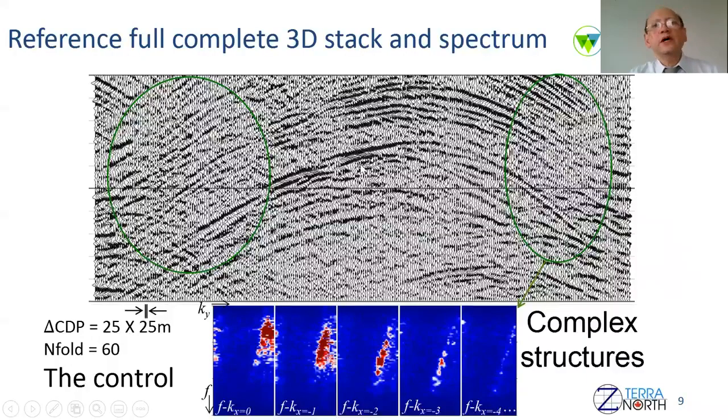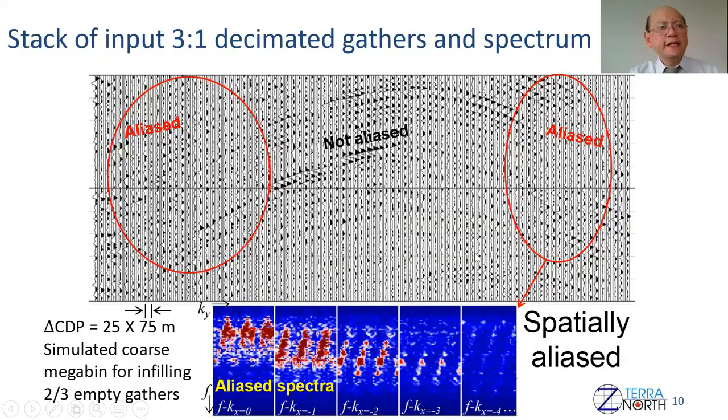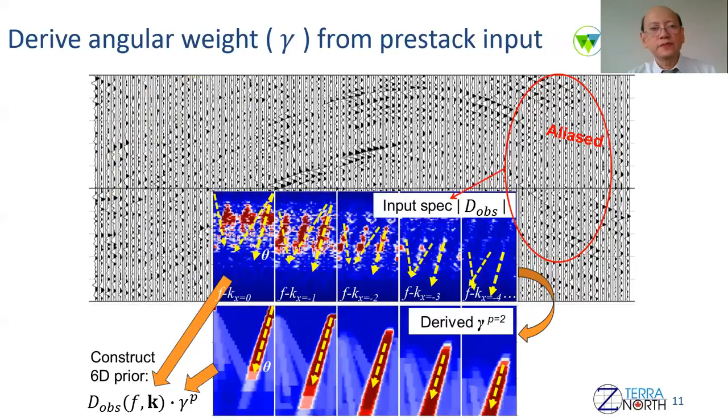This is the reference full complete 3D stack and spectrum. This is the control for complex structure with conflicting dips. This is the stack of the input 3D decimated gather and spectrum. As you can see in both circles, you see the aliased events. This is to simulate coarse megabin for infilling two-thirds empty gathers.